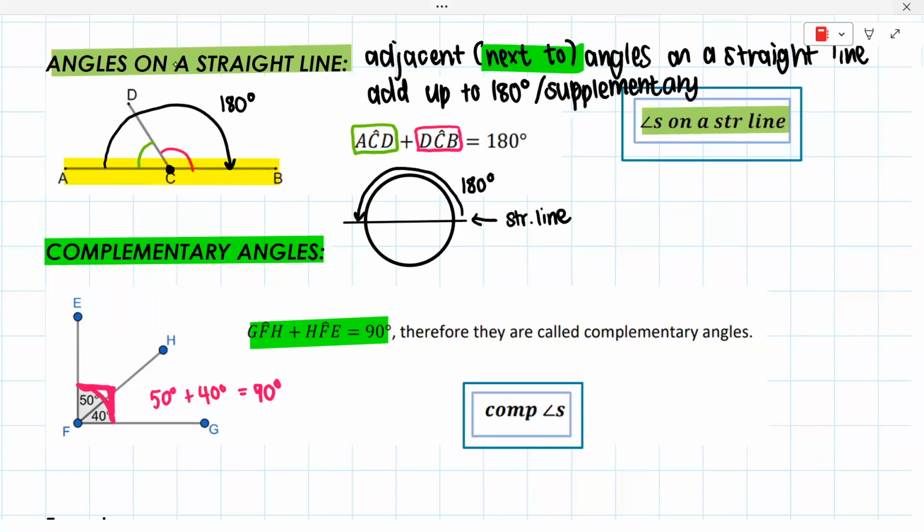All right, so I'm just going to write that out for you. Adjacent angles, so angles next to each other, add up to 90 degrees.